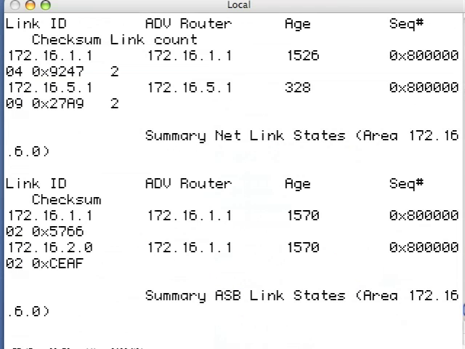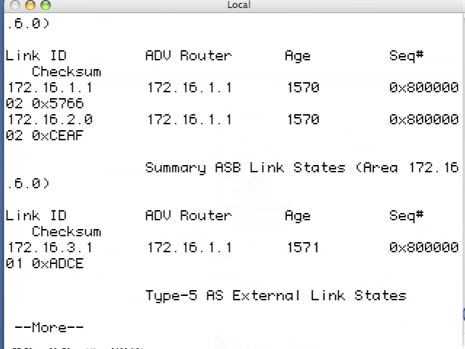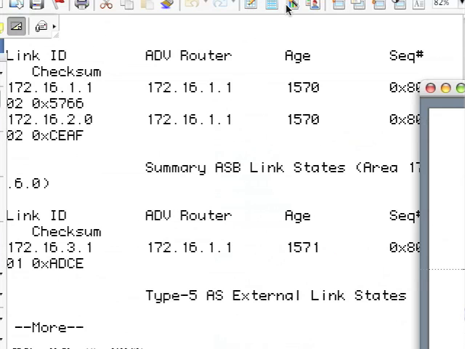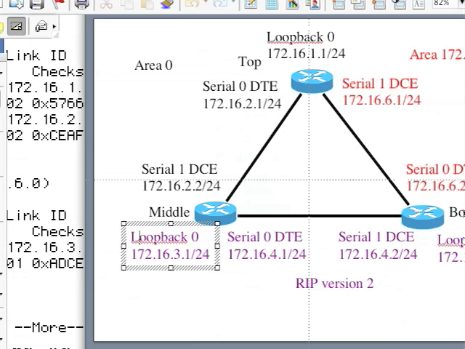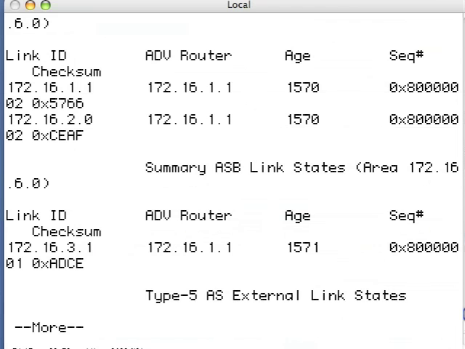And so we have two summary network link states, and then we have one summary autonomous system boundary link state, which is for this loopback over on the middle router, because this loopback is getting redistributed into OSPF by the middle router, and then the summary autonomous system boundary link state gets flooded.